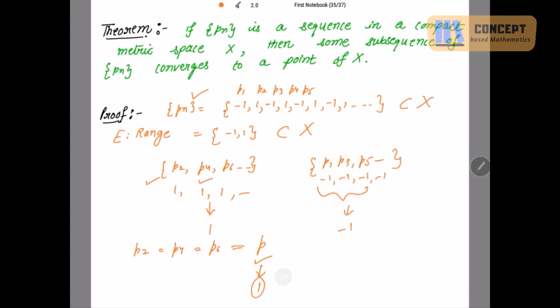Right? So whenever your range is finite, you can have a subsequence which is converging to a point which belongs to your compact metric space X. Right? This I have to just write now. This is the proof. So two cases arise. If your range is finite, then we take this example. If my range is infinite, then we take the help of the limit point.